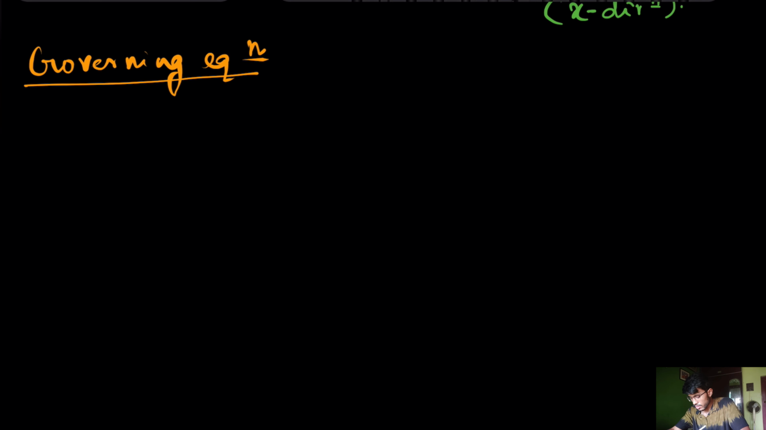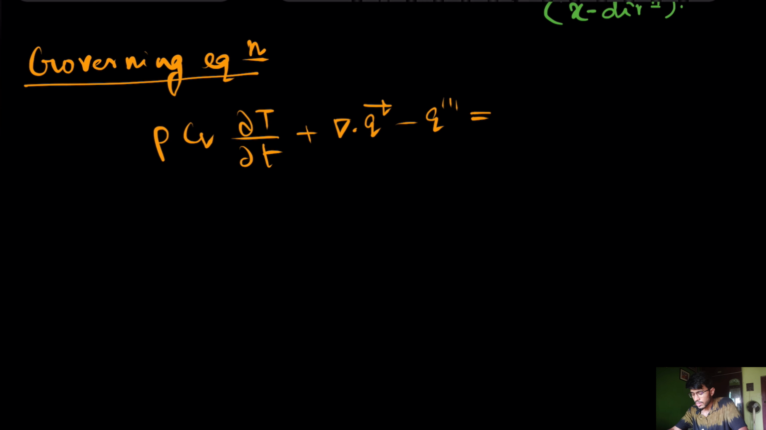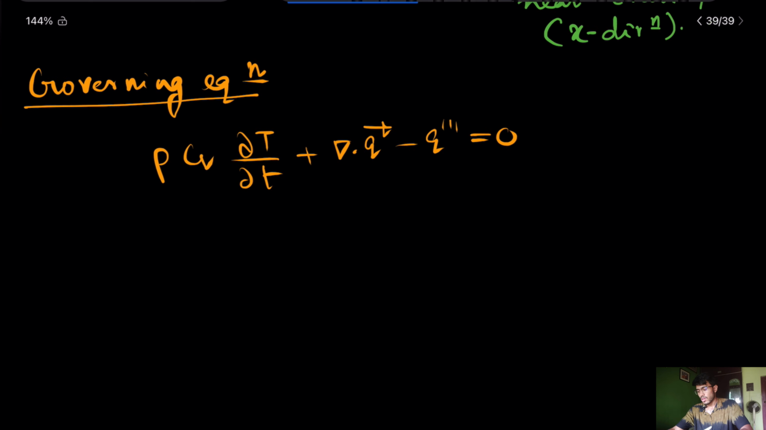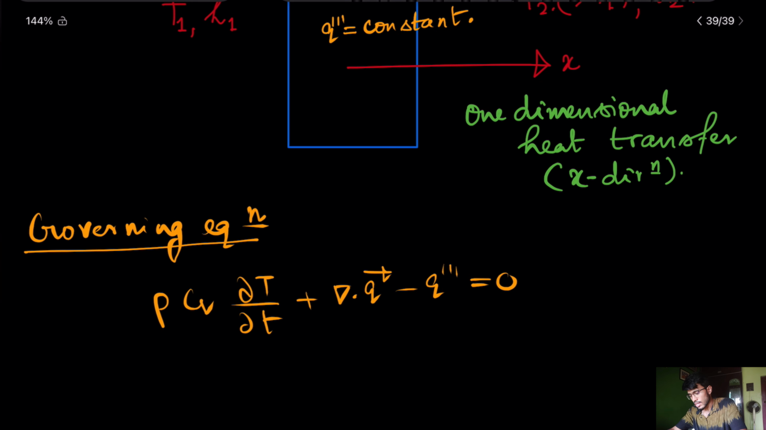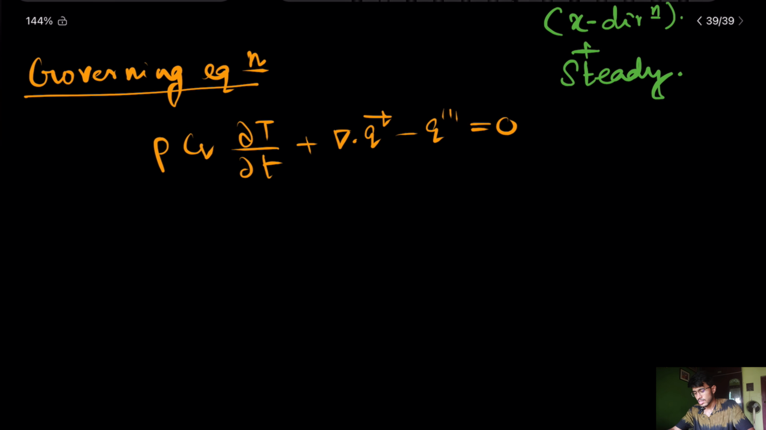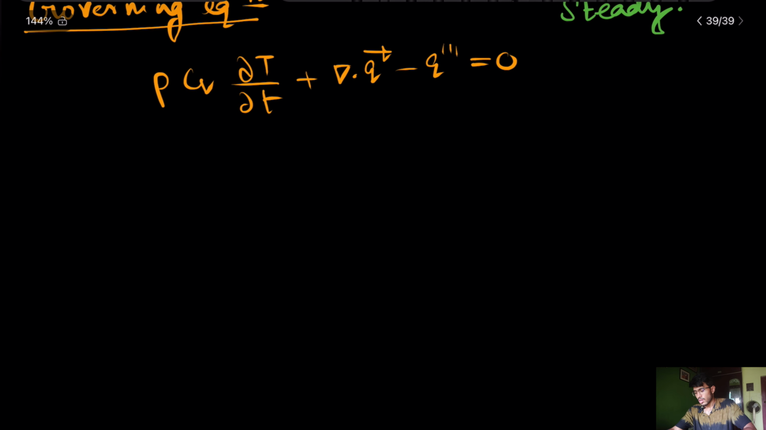So what is the governing equation? Rho Cv del T plus divergence of Q, right, minus Q triple prime is equal to 0. Okay, so another condition is that this is steady. Steady heat transfer. We want to find the steady temperature profile. So if it is steady, then this is gone, right?